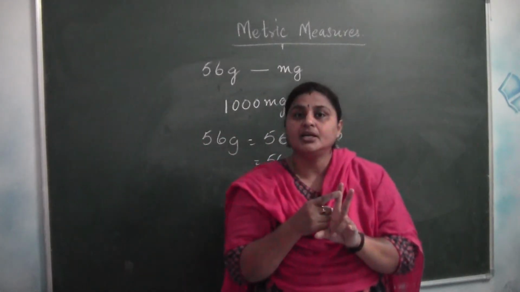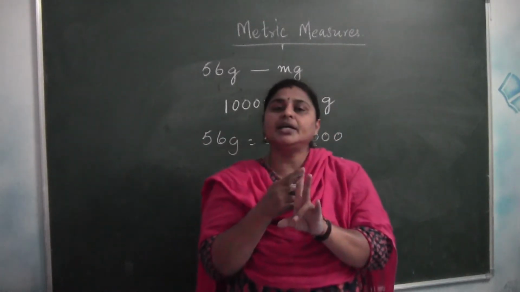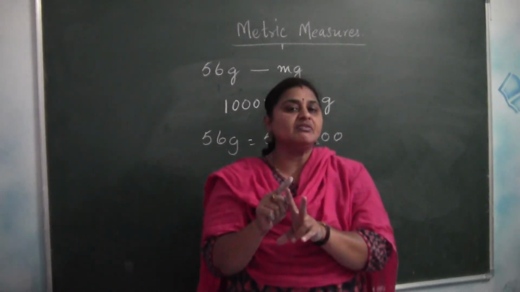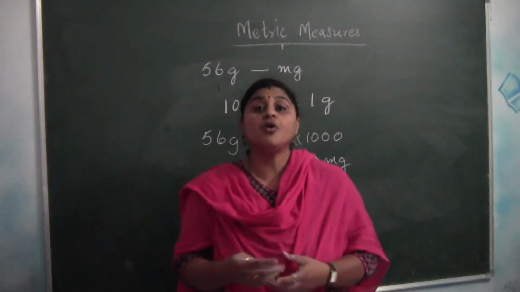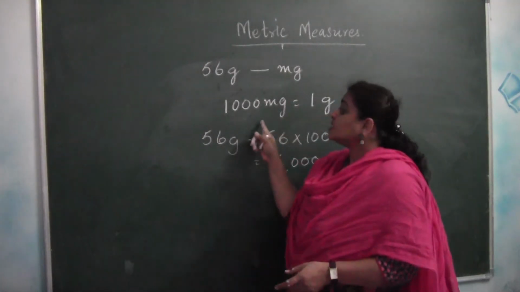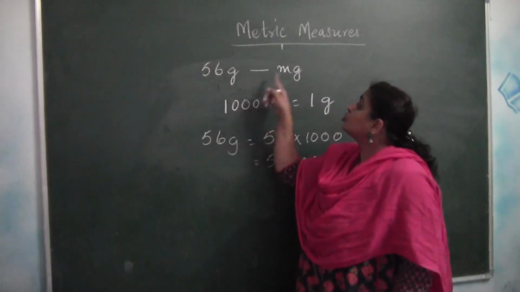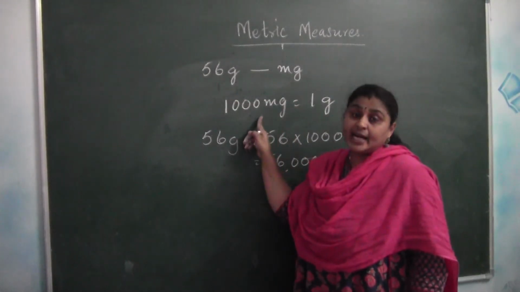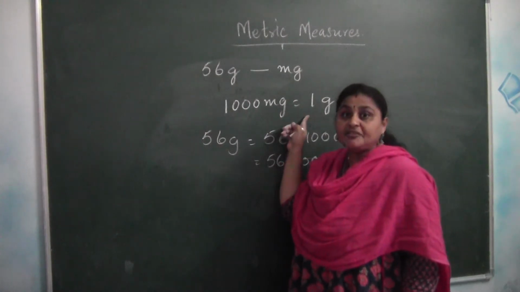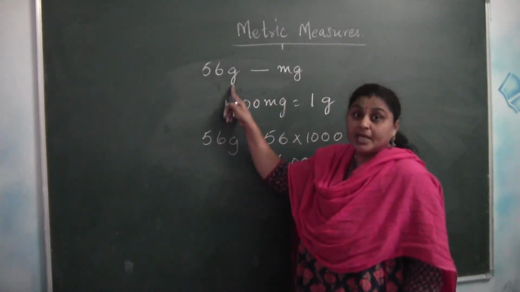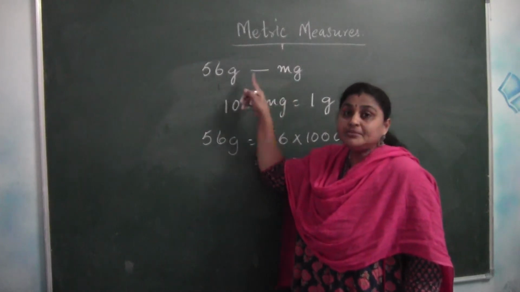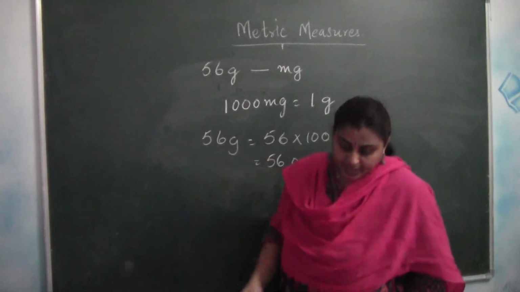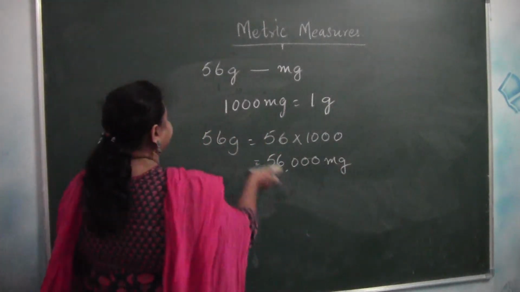Got it, children? It's simple, but you have to remember two things here. First, we need to check whether we are converting from bigger to smaller or smaller to bigger. Second, the relation between those two units. Grams to milligrams means 1000 milligrams will make 1 gram. Therefore, we are converting bigger to smaller and we multiply with 1000. Now let us see the other problem.